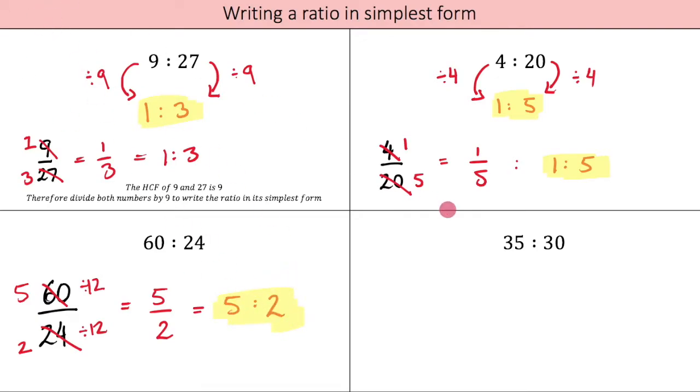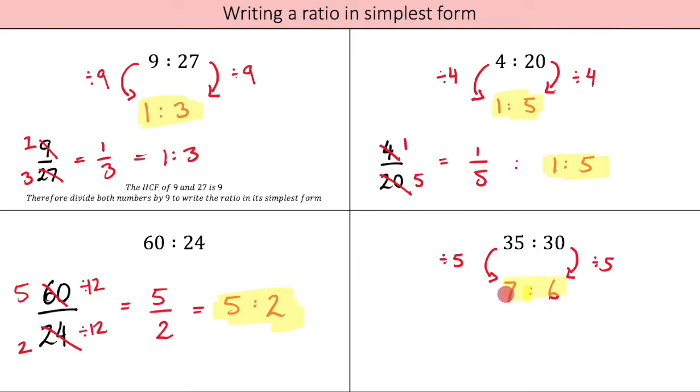But perhaps you want to do it the other way, just kind of keeping it in this notation. 35 and 30, the highest common factor there is going to be 5. I'm going to divide by 5 here. I'm going to divide by 5 here. So whatever I do to this side, I must do to that side. 35 divided by 5 is going to be 7. 30 divided by 5 is going to be 6. And there we go, we're finished.